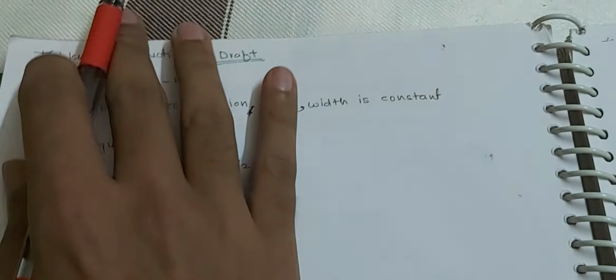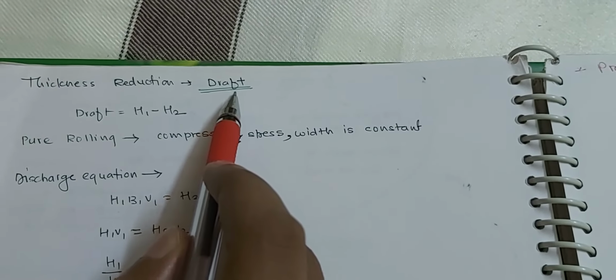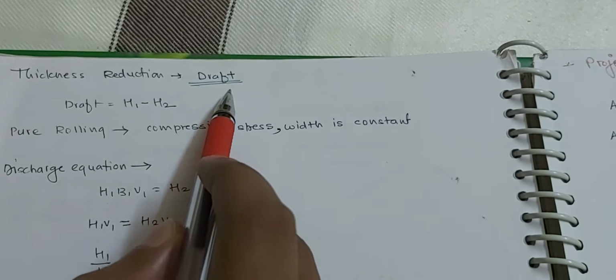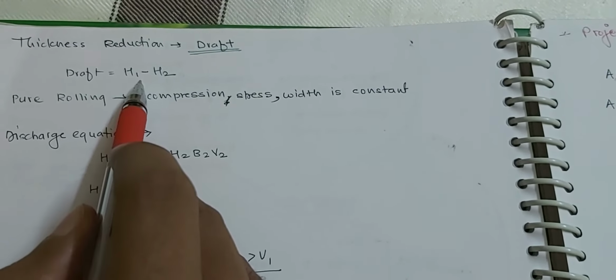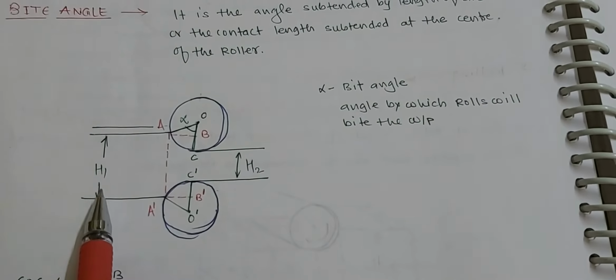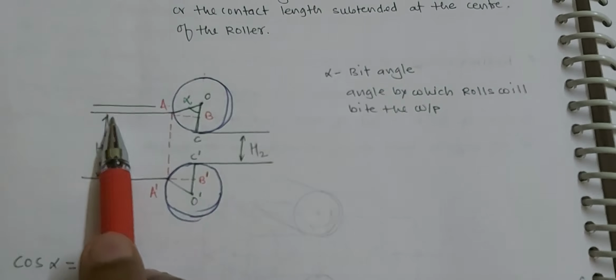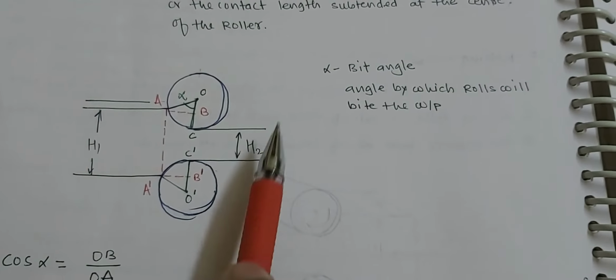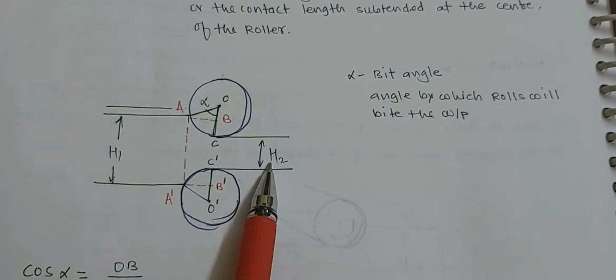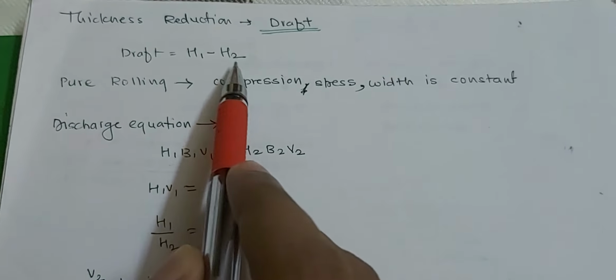What is the reduction in thickness? We can say draft. This draft is nothing but initial thickness minus final thickness. From the figure we can easily see here is the initial thickness and this is the final thickness. The difference between initial thickness and final thickness is nothing but the draft. So h1 minus h2 is your draft.